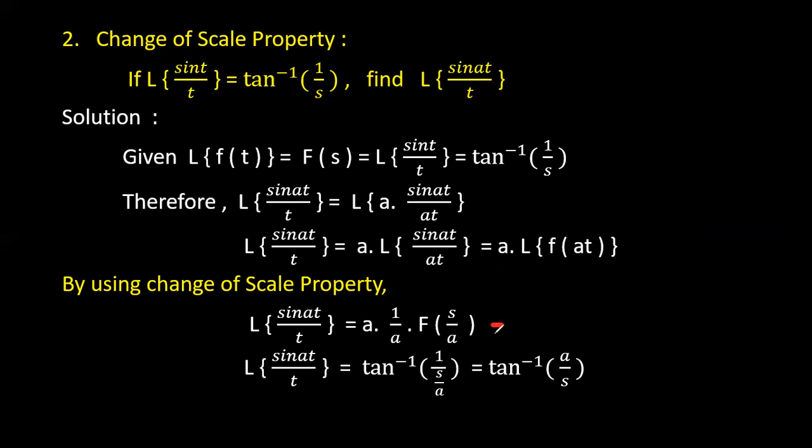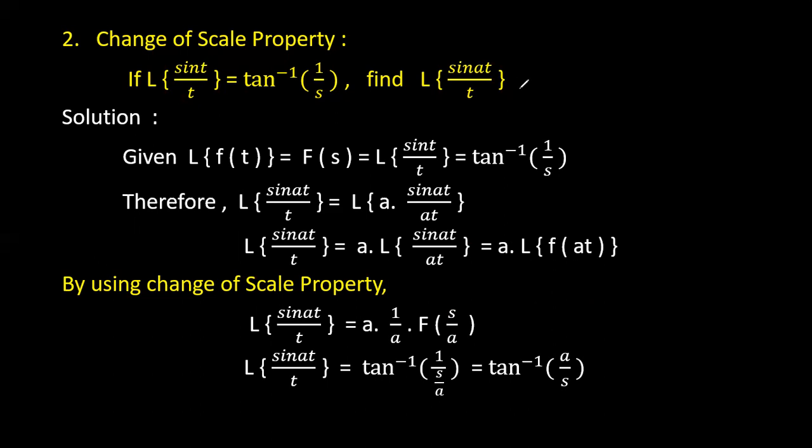So f of s is equal to... what is the f of s value? The f of s value is tan inverse of 1 by s. So in place of s, we have to substitute s by a. So from that, tan inverse of 1 by s, in place of s we have substituted s by a by using the change of scale law. If you simplify this, you will get tan inverse of a by s.